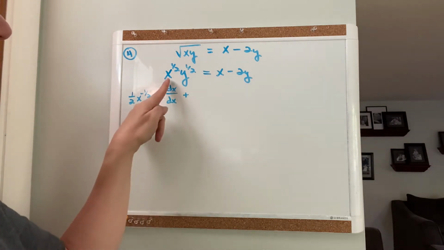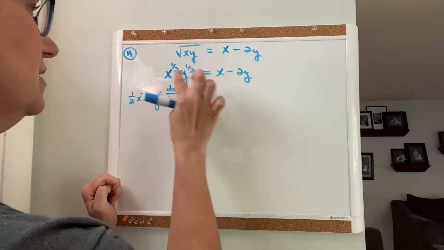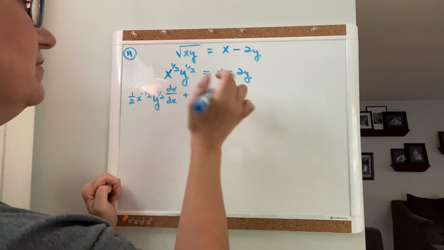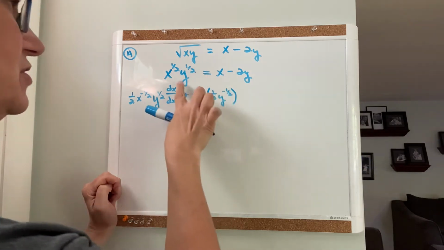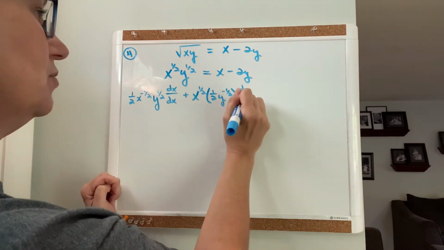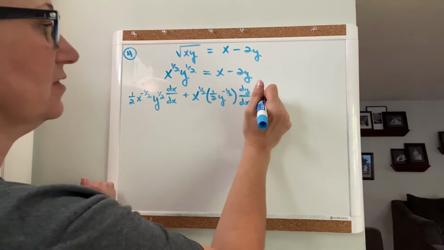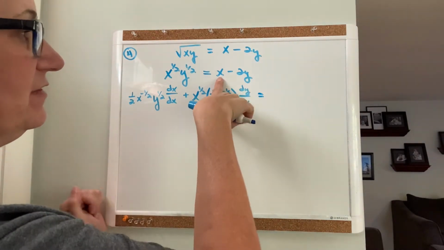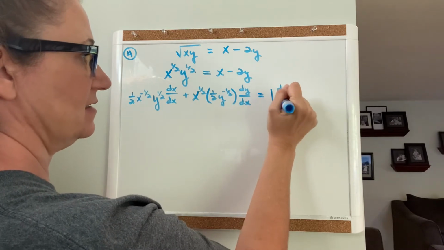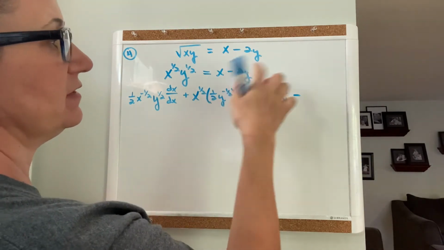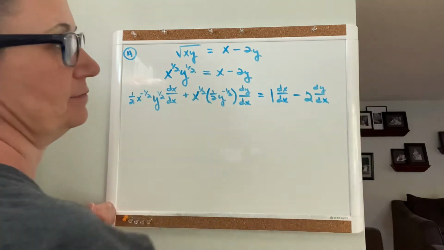Now we have to do a times b prime, so x to the 1/2 power times the derivative of y to the 1/2, so we get 1/2 y to the negative 1/2 power, and we took the derivative of y with respect to x, so we have dy dx. That equals the derivative of 1x to the first power is just going to be 1, dx minus, and the derivative of 2y is just going to be 2, but this one's dy dx.